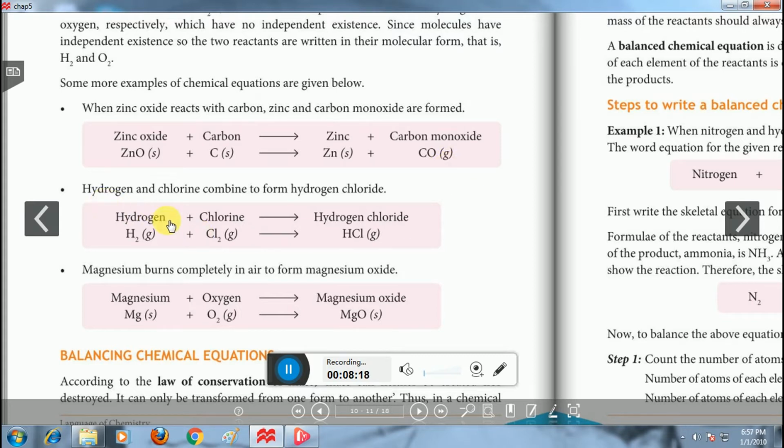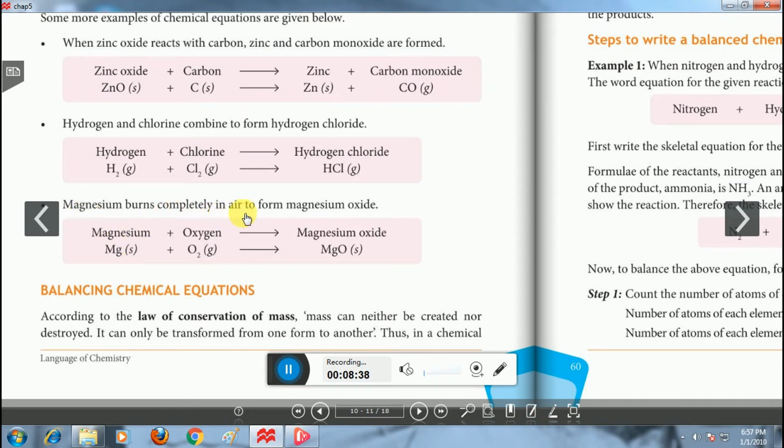This S signifies the solid state, and that G in the parenthesis signifies that this carbon monoxide is in the gaseous state. In a similar way, you can write the reaction of hydrogen and chlorine to form hydrogen chloride as H2(g), because it is in the gaseous state, plus Cl2(g) gives HCl, but this is not balanced.